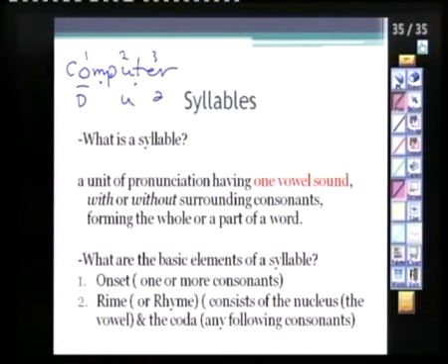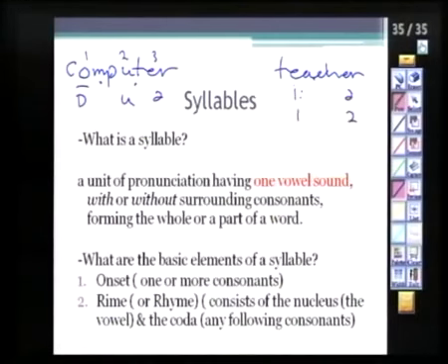Okay, let's look at another word, teacher. How many syllables does this word have? Two. How did you know that? You said teacher. You said you have a vowel E in here, then a schwa in here. This is the first vowel, and this is the second vowel. So I do have 2 syllables. So what is the most important?